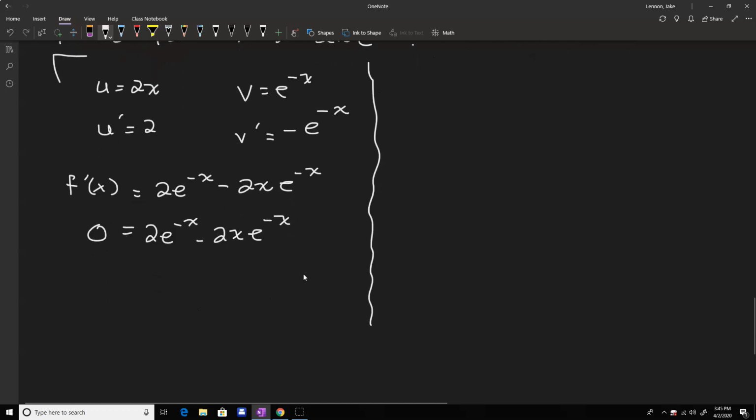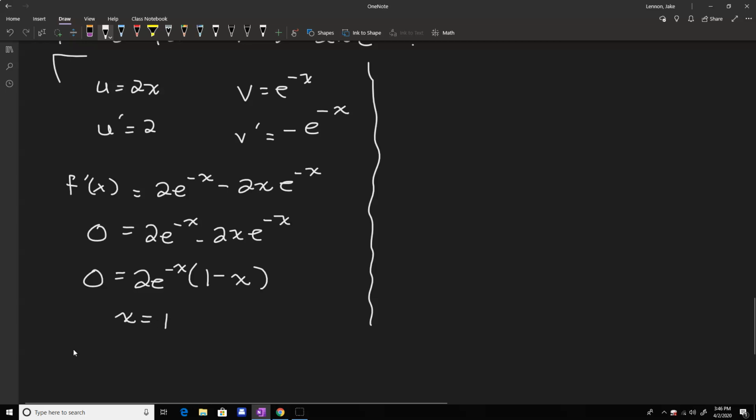Factoring is going to be the easiest way to find any zeros. So what can we factor out? Well, we can factor out 2e to the minus x. Both terms have that in common, and we get 1 minus x. So our only answer here is going to be x equals 1.